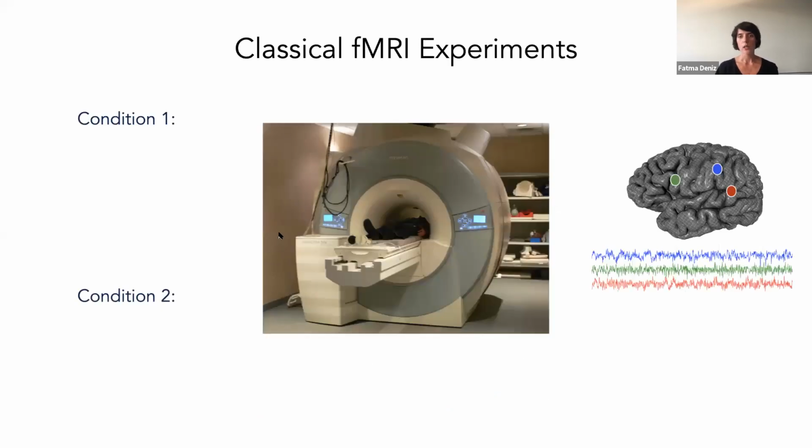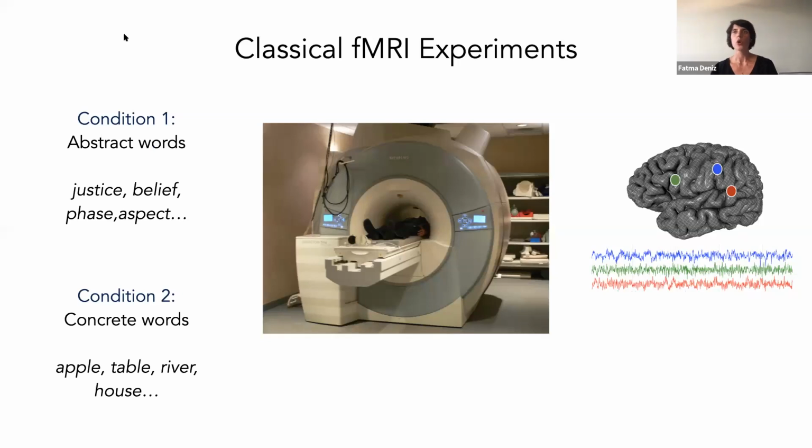Okay, so before I start, I would like to draw your attention to the contrast between the more classical fMRI experiments and the Voxelwise modeling approach. In classical fMRI experiments, researchers are usually interested in answering a particular question and a hypothesis that describes some cognitive function. Let's say researchers want to know whether some part of the brain is specialized in processing concrete versus abstract words. Then they would create a condition where they would show isolated abstract words like justice, belief, face, aspect, and another contrasting condition with concrete words, for example, such as apple, table, river, and house. And while doing that, brain activity is collected using functional magnetic resonance imaging or any other imaging modality. MEG, EEG are possible as well, or ECoG for electrophysiology.